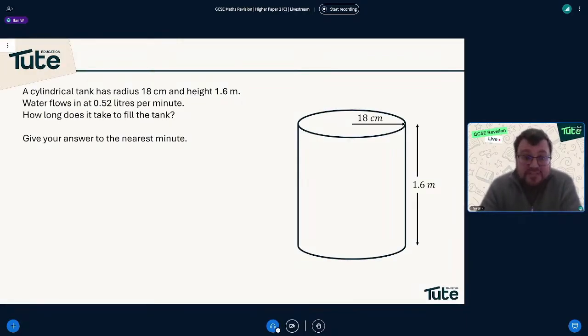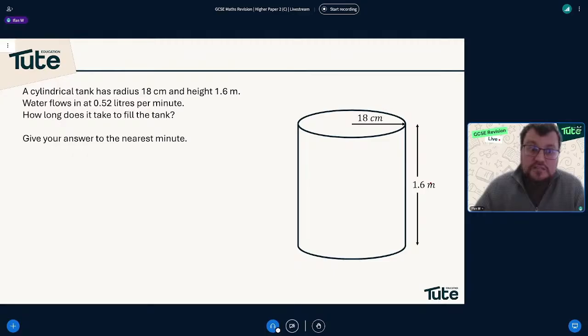Right then, for example, this one. Okay, what we've got here is a cylinder, right? And it's got two different measurements. One's in centimeters, one's in meters. Now, a cylindrical tank has radius of 18 centimeters and height 1.6 meters. Now, the first thing I notice is that, and what I'm going to do is I'm going to convert one to the other. The water flows in at a rate of 0.52 liters per minute.